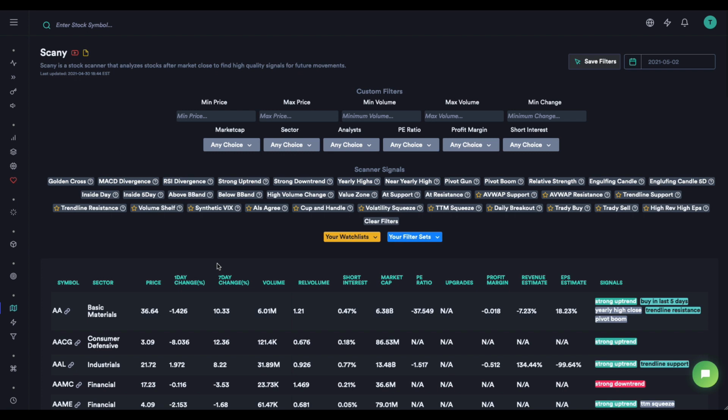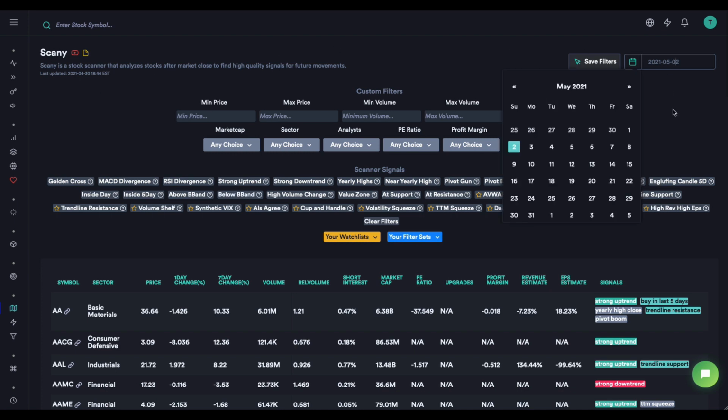And so we are going to go over a few of these filters, and we are going to say how, if we go back in time and looked at these filters at that time, we could have found some really great setups. So the first thing that we are going to do is go to this calendar, and we are going to go back.